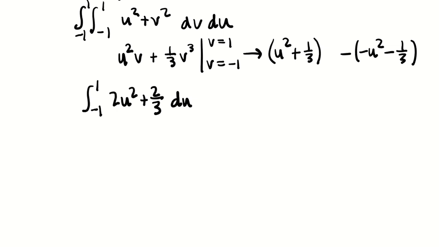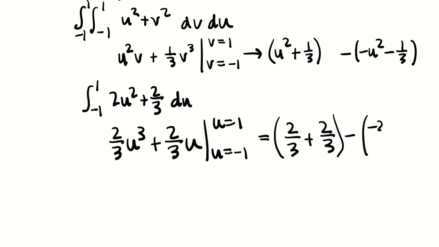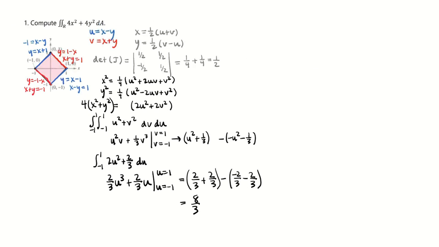And we can do this. From -1 to 1, and that's going to be 2/3 plus 2/3 when I plug in 1, and then when I plug in -1, I'm going to get -2/3 minus 2/3. So in total, that's going to be 8 divided by 3. And maybe I'll zoom back out so you can see the whole thing.